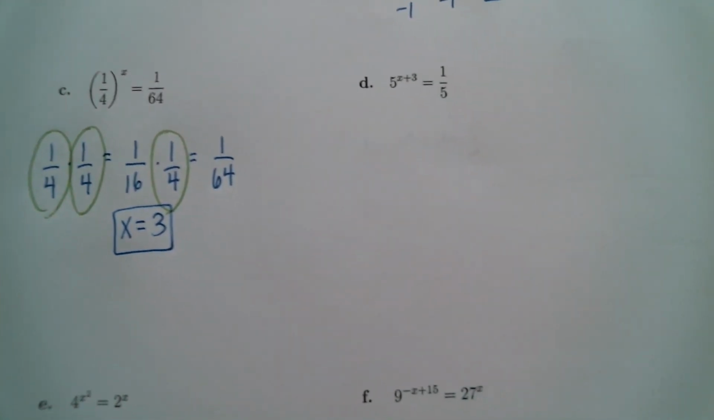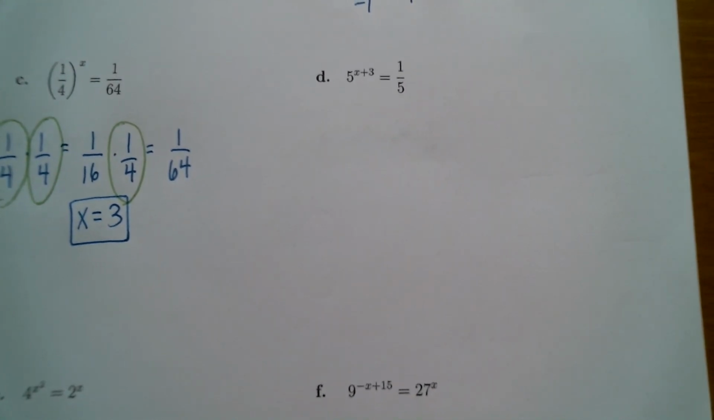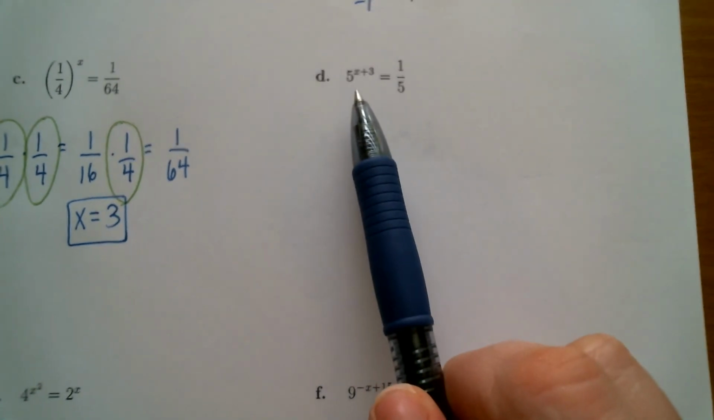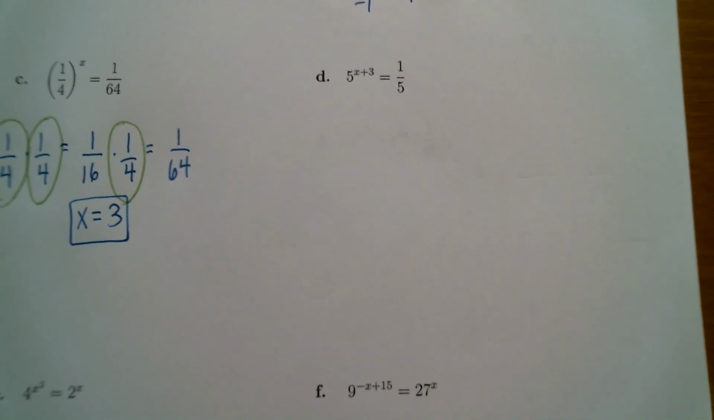All right, on to example D. 5 raised to the x plus 3 is equal to 1/5. Again, when you see these guys, start training your brain to identify this as an exponential equation. Okay, the x value, the variable, is in the exponent. So you're going to want to try to get both sides to be the same base. On the left side, we have base 5. And on the right side, we have base 1/5, because 1/5 is raised to the first power.